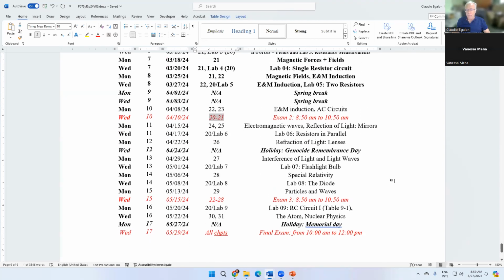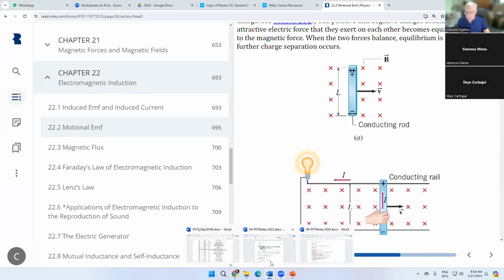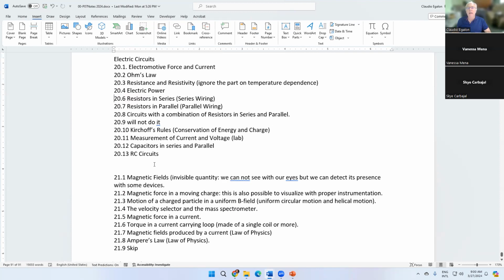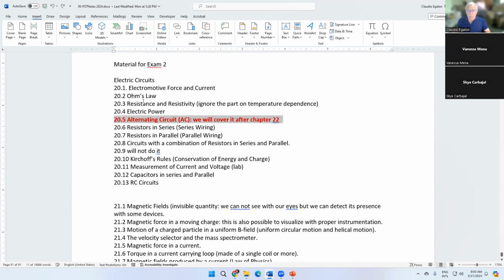Okay, chapters 20 and 21 for exam number 2. And the material is this one that you see right in here. Chapter 20, this one doesn't show up in chapter 20. I'm gonna just erase it so you don't get confused, right? For chapter 20, sections 1, 2, 3, 4, 5, 6, 7, 8, and 9.